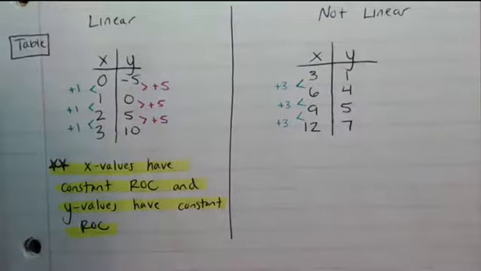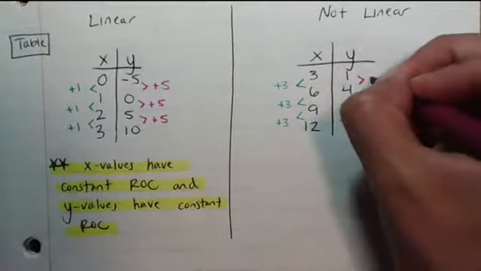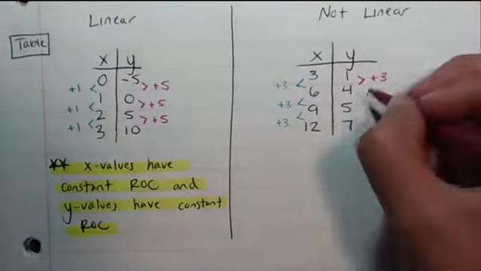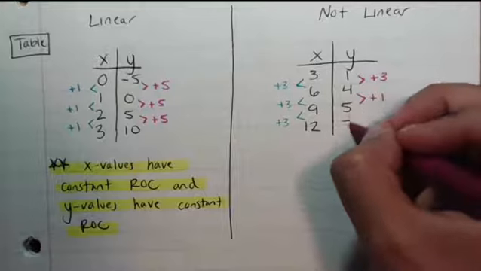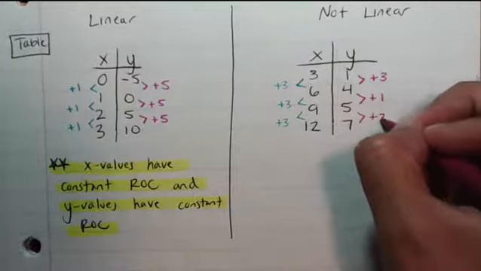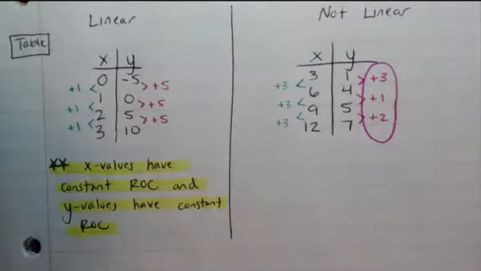So far it's looking linear, but we have to make sure that the Y values also have a constant rate of change. From 1 to 4, I went up 3. From 4 to 5, I went up 1. From 5 to 7, I went up 2. Okay, if I notice, all of these for the Y's are not constant.